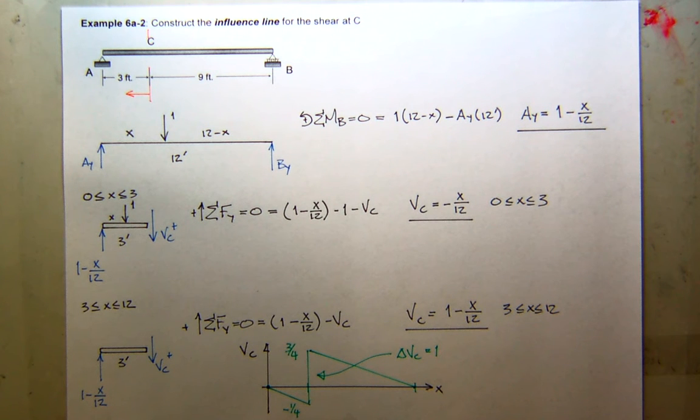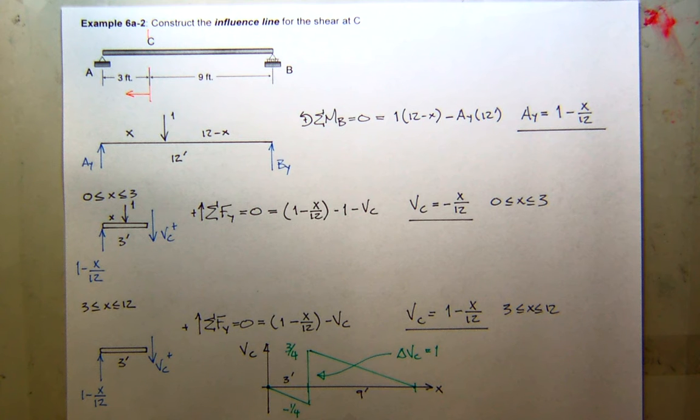Oh sorry. Go ahead. The little distance to the negative 1/4, that's 3 feet? Right. So this is over the 3 feet, this is over 9 feet for 12 total.